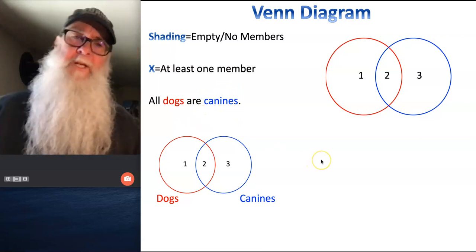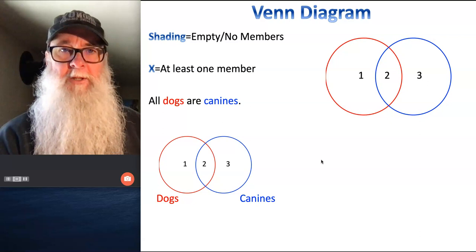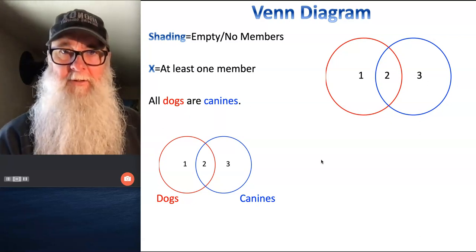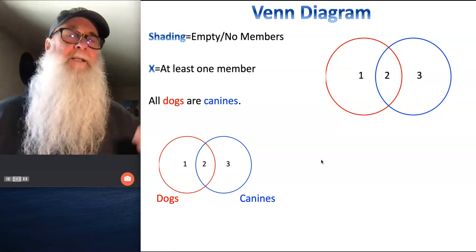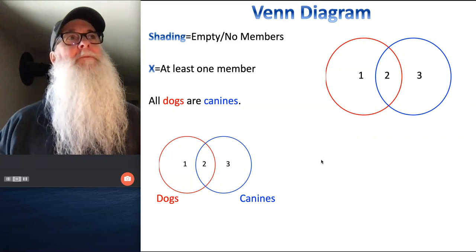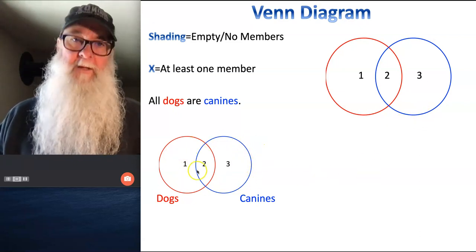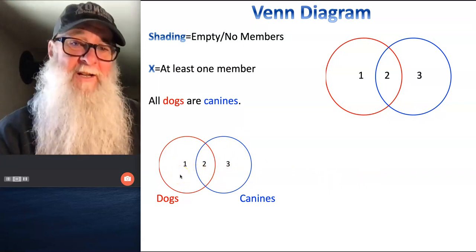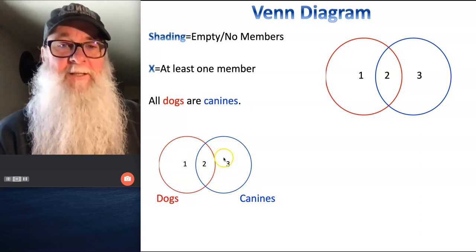All right, so now the question is this. If I want to illustrate the statement "all dogs are canines," how would I mark the circles? Would I shade? Would I put an X? Maybe the way to think about it is this. If it's true that all dogs are canines, where wouldn't there be any dogs? Would there be any dogs in area 1? Would there be any dogs in area 2? Would there be any dogs in area 3? Area 3 is outside the dog circle.